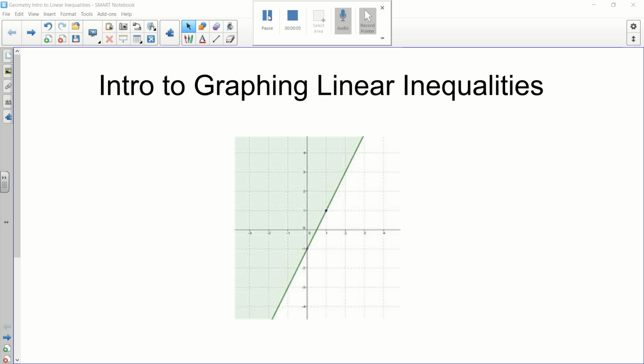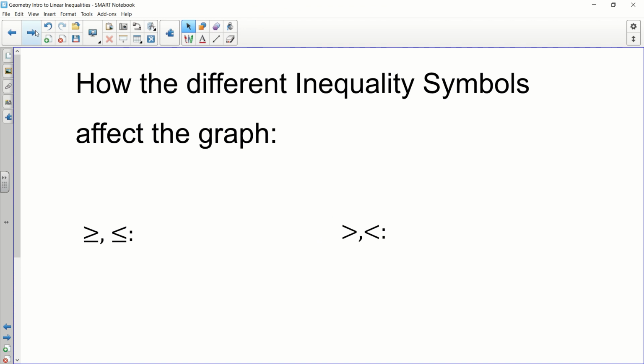Starting with the intro to graphing linear inequalities, building right off Mr. Prue's review video on graphing lines. We're going to take this to the next level with linear inequalities. So the first thing we need to recognize is the difference between an equation and an inequality.